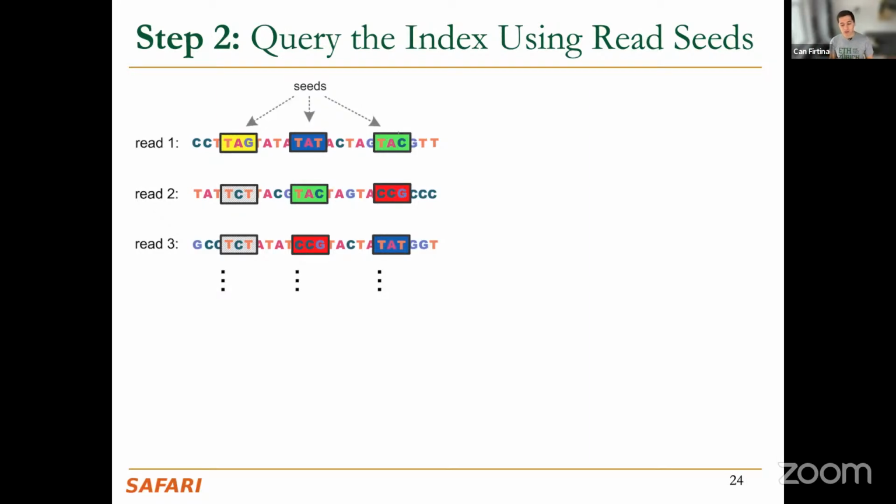So then the next question is, how can we query that index? In our case, how can we query that hash table so that we can find similarities between a read and the reference genome quickly? And this is the second step, querying the index using the seeds from reads.